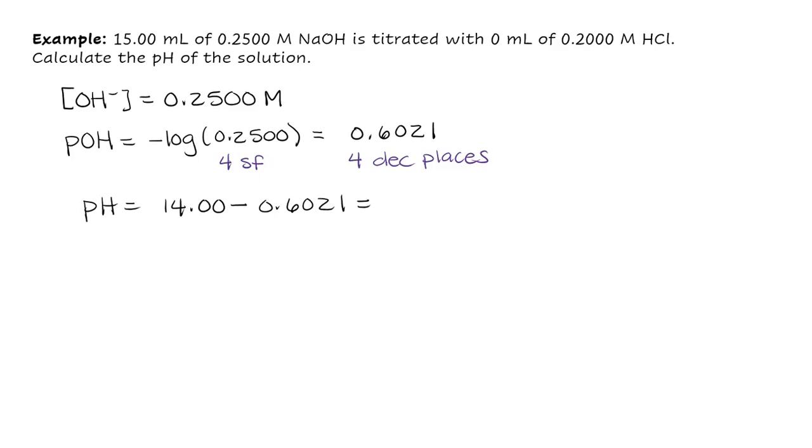Just another comment about sig figs. This is a subtraction, so our sig figs are going to follow the fewest decimal places. Remember, the 14 is not exact. It has 2 decimal places, which is the fewest number because our pOH had 4 decimal places. So our final result will be rounded to 2 decimal places. 14 minus 0.6021 gives us 13.40, and that is our pH.